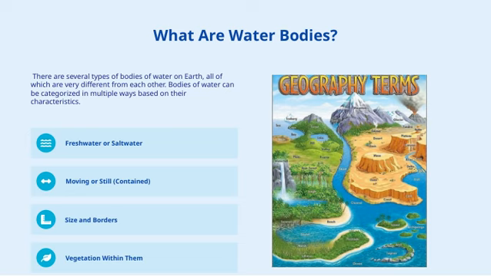The size and borders of these water bodies also vary widely, from tiny ponds to vast oceans that span thousands of miles. Finally, some bodies of water have vegetation within them. Think of marshes or swamps, while others are clear of plants. All these categories help us understand the diversity of water bodies on Earth and why they're so important to the environment, geography, and human life. This understanding will also help us see how different water bodies support different ecosystems and serve various purposes.